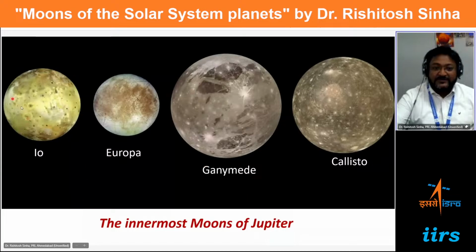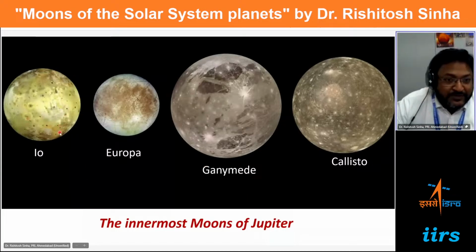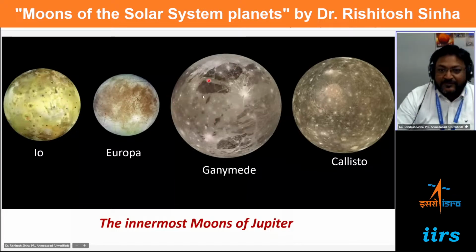And you see, these are the innermost moons. So what do you see here? I'm showing you the relative size comparison. You can see Io is slightly bigger than Europa, but it is of course smaller than Ganymede and Callisto.